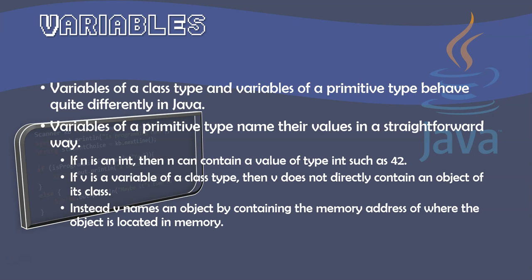And this is why if we try to do a system print line, we will get some gibberish instead of, say, the name or the age, things like that. Because remember, a class is really more of a container.